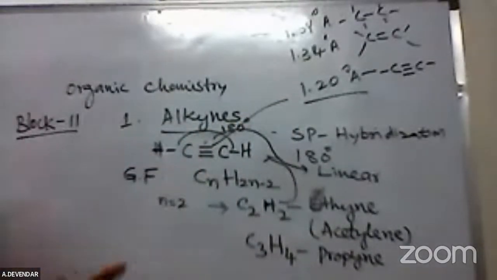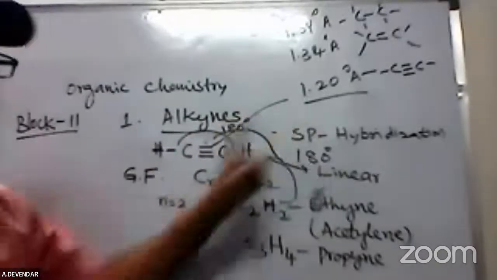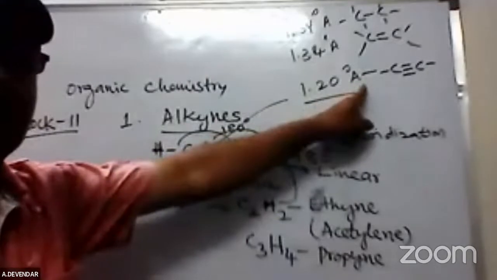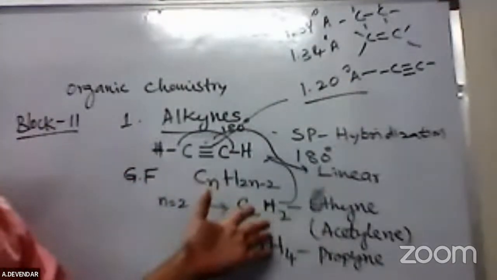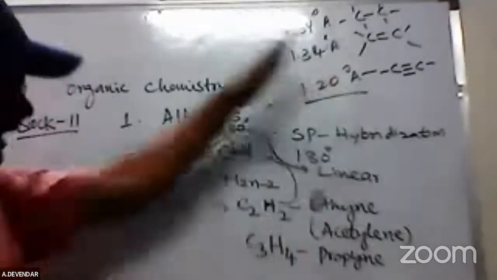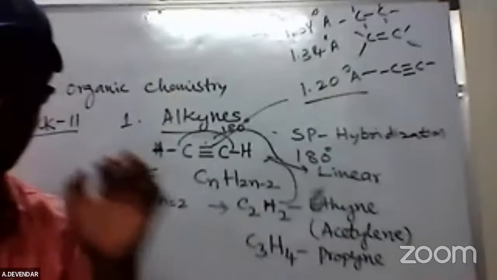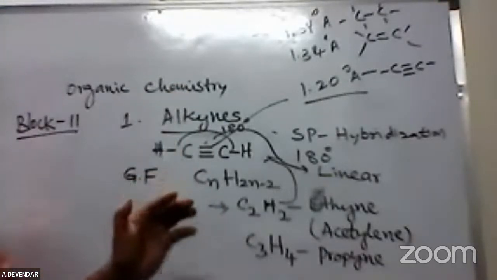Thus for alkynes, in multiple choice questions you may be asked the general formula, the hybridization, the bond angle, the structure, and the bond length of the triple bond. There are 4-5 questions here. In any paper, definitely one question out of these five will come. So this much introduction to alkynes is important. You have to remember this.